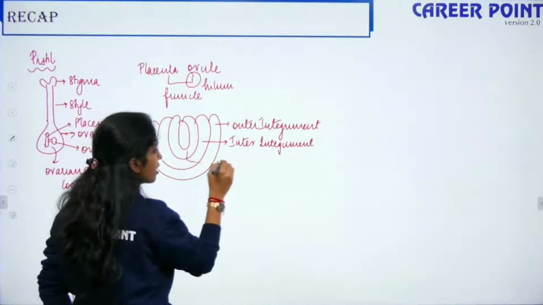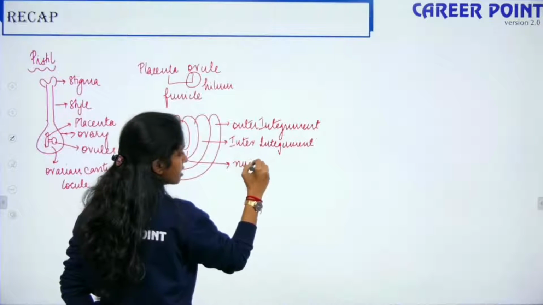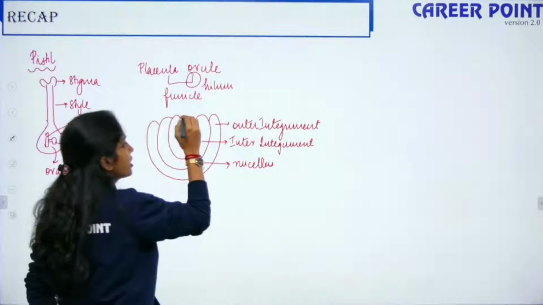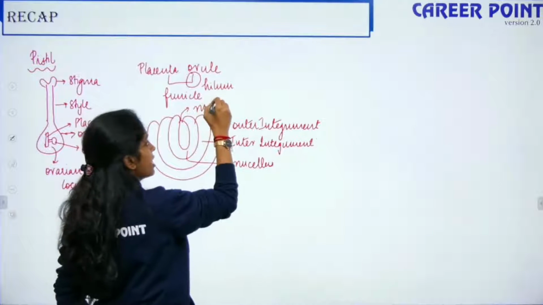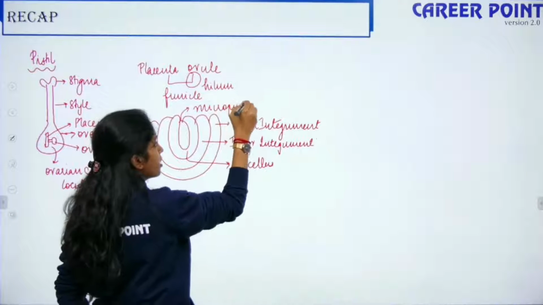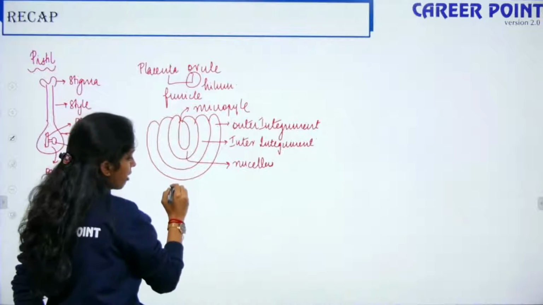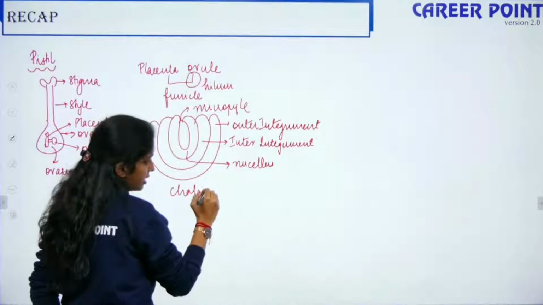The innermost layer to the integument is the nucellus. If you see, the integument does not cover the ovule at one point. This end is called the micropyle end. Exactly opposite to the micropyle end, you have the chalazal end.